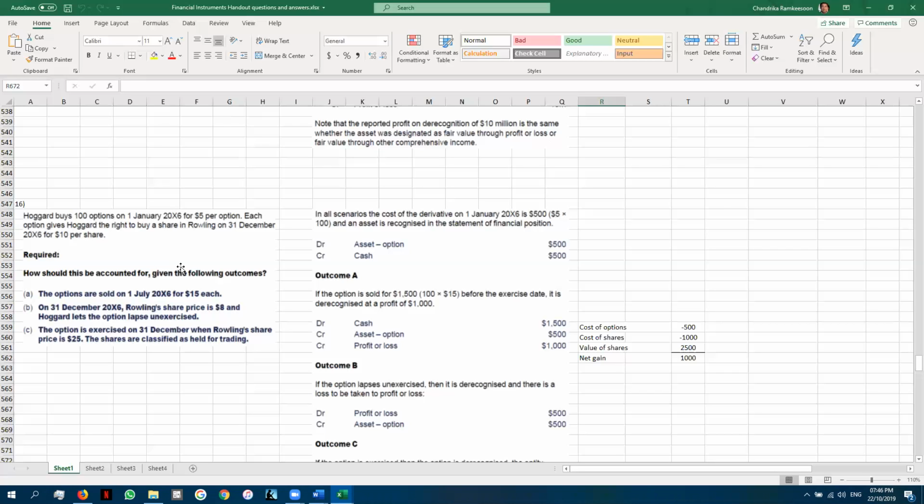So Hogarth, apparently, wants to buy some shares and wishes to at least have some sort of guarantee as to what price they'll be paying, maybe a maximum. Hogarth buys 100 options on 1st Jan for $5 per option. Each option gives Hogarth the right to buy a share in Rowland at 31st December for $10 a share. How should this be accounted for given the following outcomes? Now remember again what we are concerned with is the accounting.